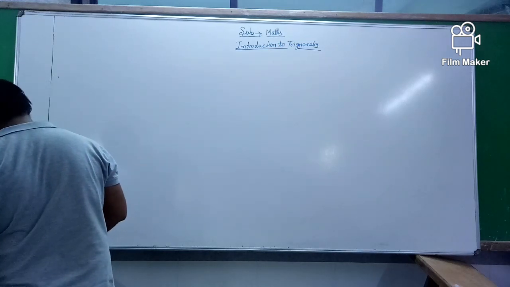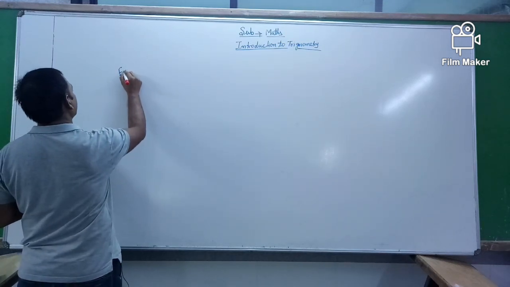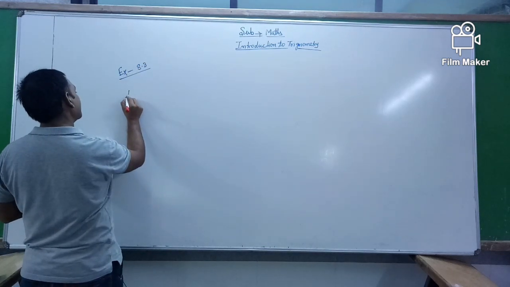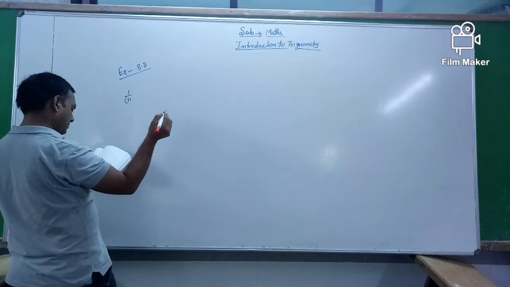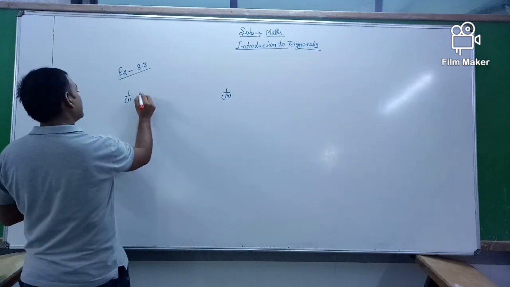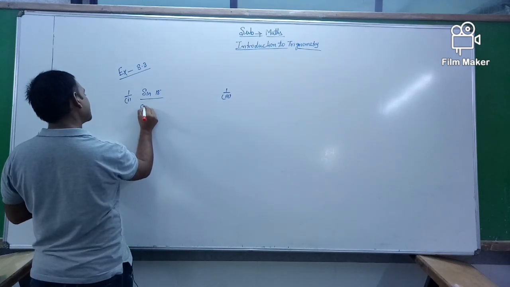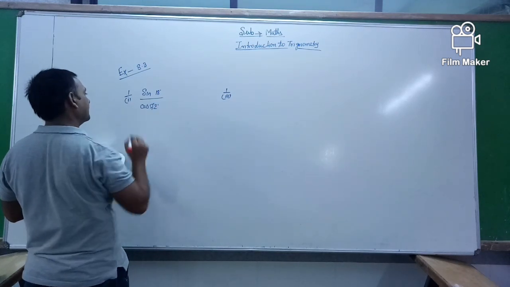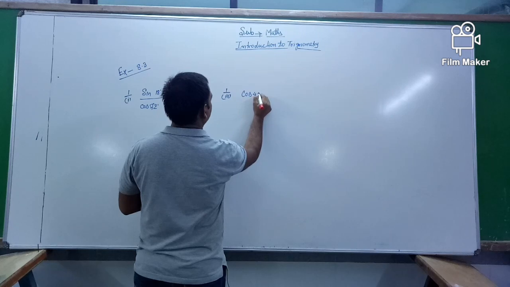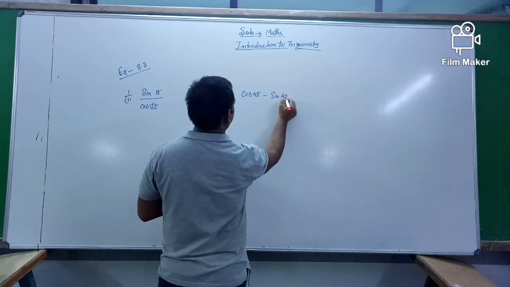Exercise 8.3, question number first, first and third. First, sine 18 degree upon cos 72 degree. And here, cos 48 degree minus sine 42 degree.